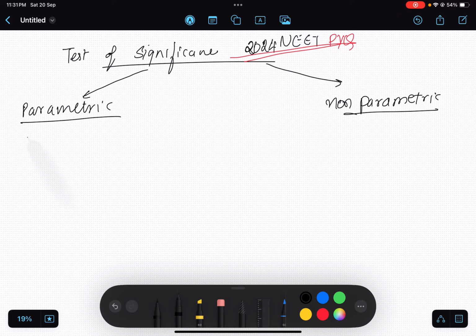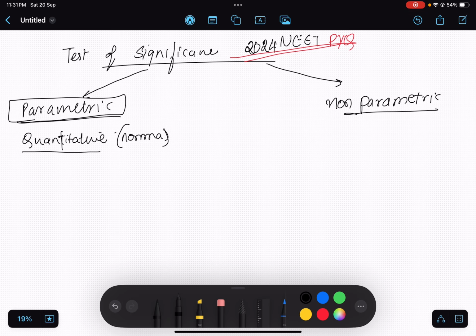Parametric test of significance is done for quantitative data, the normal quantitative data, because sometimes non-normal will be there. So this is for the normal distribution, because in quantitative there is non-normal distribution also. So just remember, parametric is done for quantitative normal distribution.